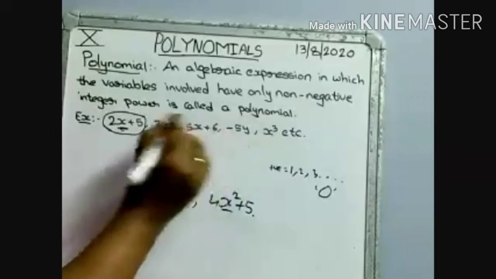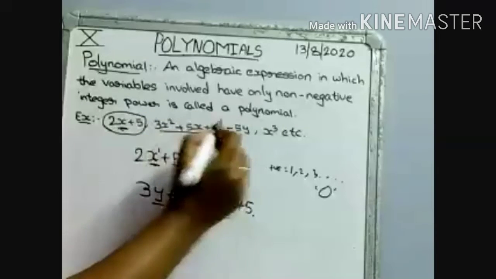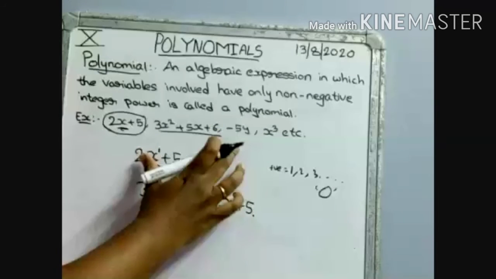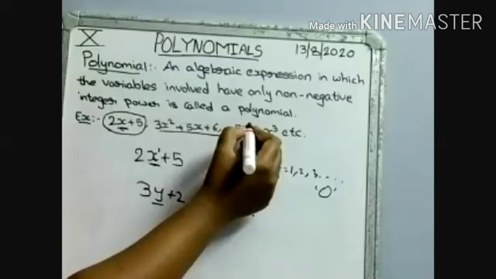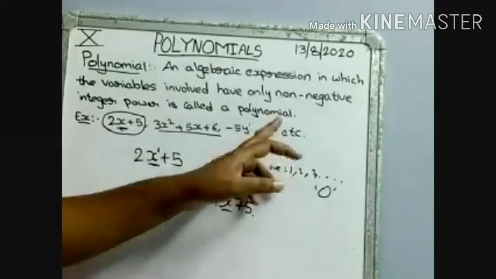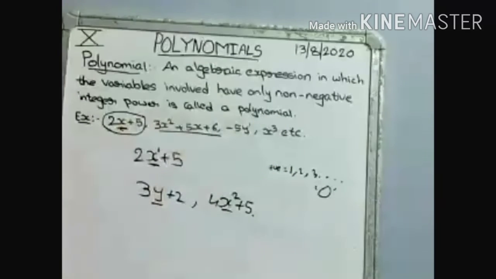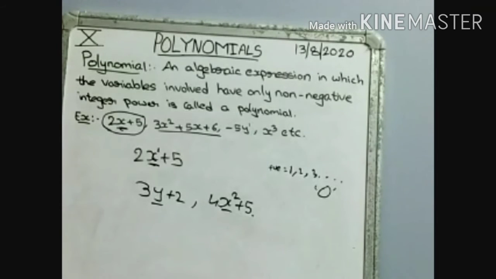See, here 3x square plus 5x plus 6. If you observe this number, compulsory this power is positive. Here minus 5, this power is positive. Here y is y power 1, and 1 is a positive number. And here x cube is there, means 3, which is a positive number. So if you take any algebraic expression, compulsory the power should be positive, then it is called a polynomial. So just once look at more.